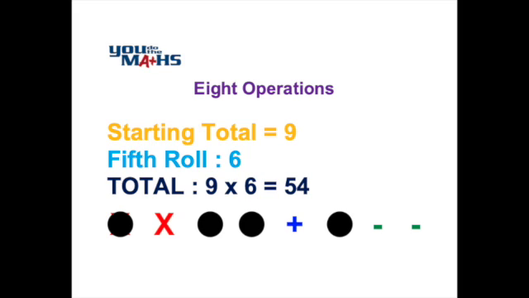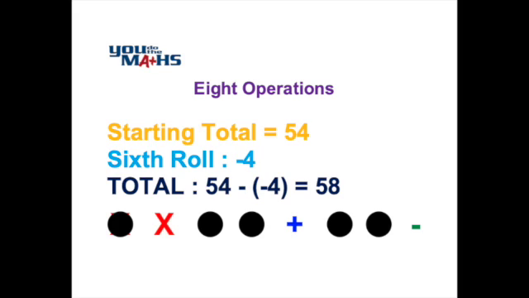The fifth roll of the dice ends up being a 6. So being a larger number, we'll utilize that by doing a multiplication, and we end up with our running total being 54, coming from 9 multiplied by 6, and we cancel out one of the multiplication operations. So we've got 4 operations to go. Now the danger, of course, is we might end up with a negative number and we have to multiply at the end. We want to try and avoid that, but there's a risk element involved in that.